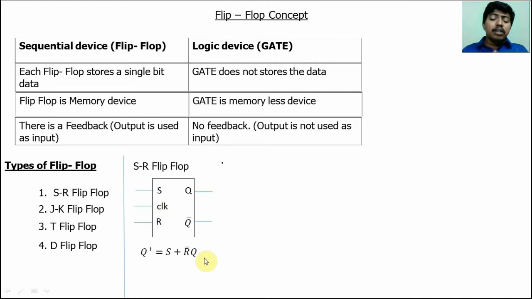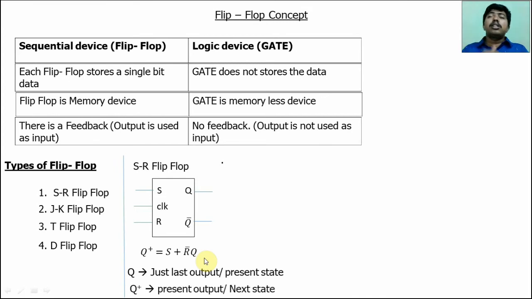Characteristic equation: Q plus is equal to S plus R bar Q. Q means just the last output, that means the present state. Q plus means the next output, that means the next state. The previous output is Q, and the output just now is Q plus.